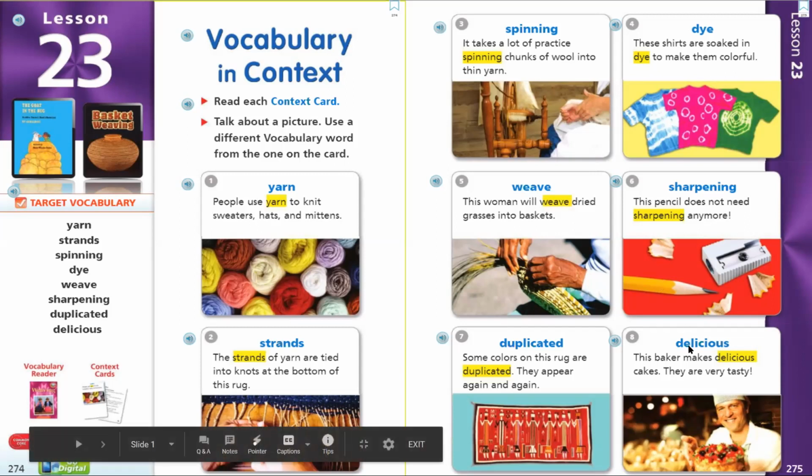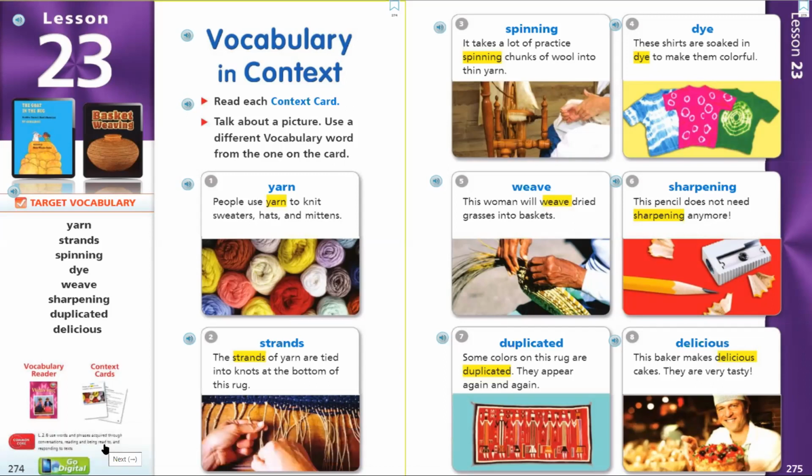And your final word is delicious. I bet you know what this word means. This baker makes delicious cakes. They are very tasty. Well, we can use the context clues here. Delicious and tasty are synonyms. Let's take a look at our next slide to see if you guessed the correct meaning of our words this week.